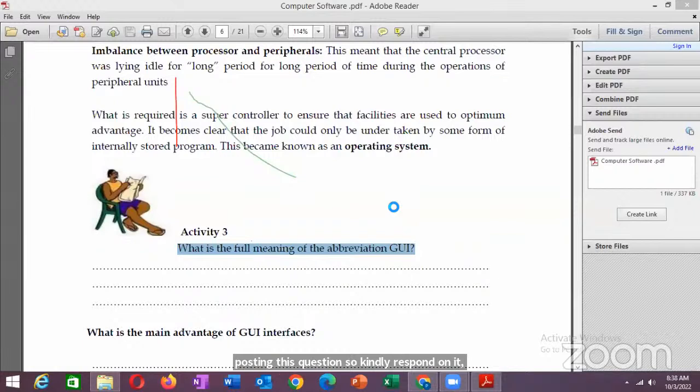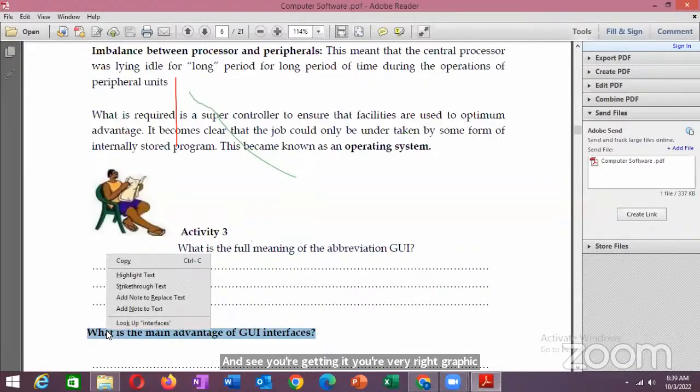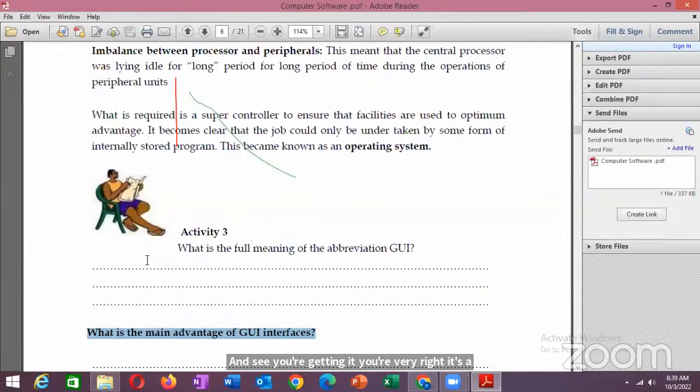Respond on it. What is the full meaning of the GUI? Can you respond? I can see graphical user interface. I can see you're getting it. You're very right. It's a graphical user interface, from the chat box. I can see you have a clue of what it is.